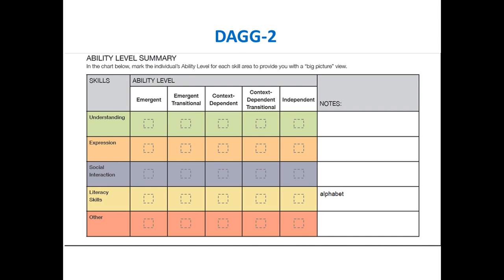So here is just an example of one summary level, and as you are using this with the person, you can check off where you think they are for each skill level, and you can also write notes. So very easy to use tool, really nothing hard to understand about that.